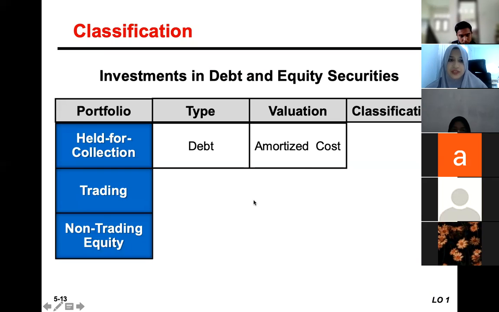For example, for held for collection investment in securities, if it is debt, it will be valued at amortized cost. Amortized cost uses the effective interest rate to calculate the present value of the investment amount. And classification depends on the maturity date. It can be current or non-current. Held for collection, I think I mentioned in the last meeting, means the investment that we are waiting to redeem until the maturity date.